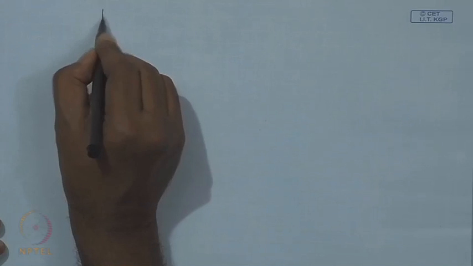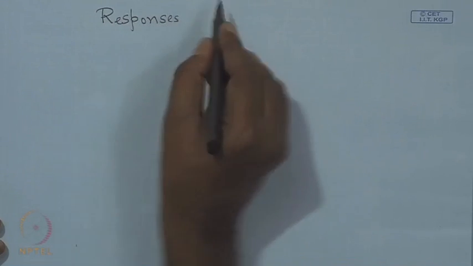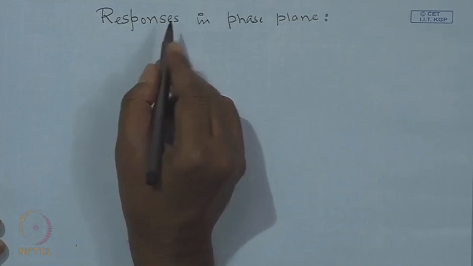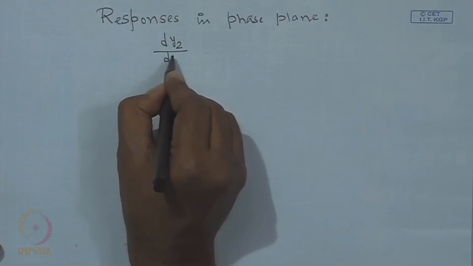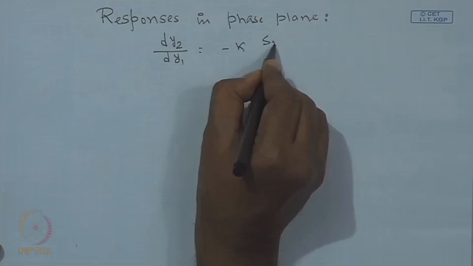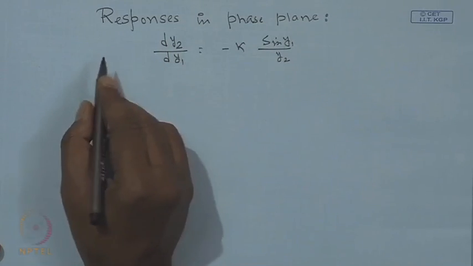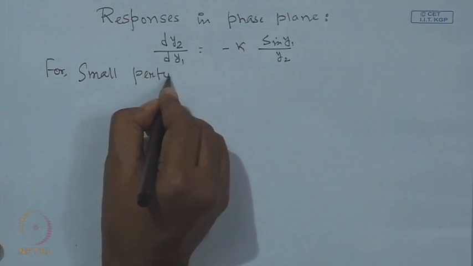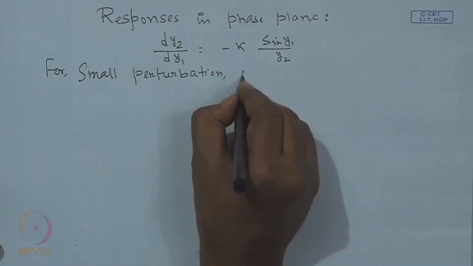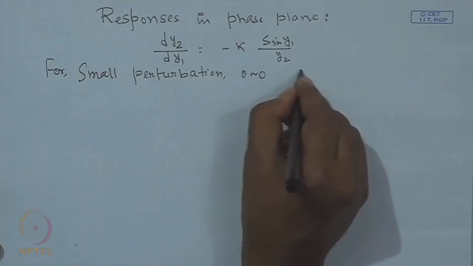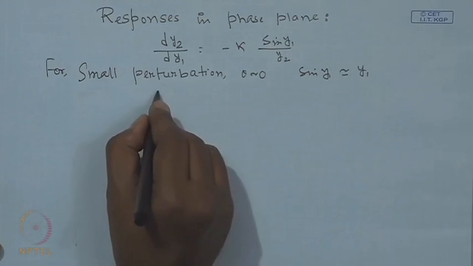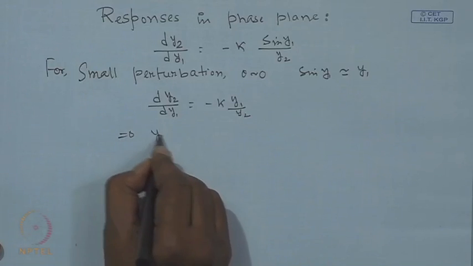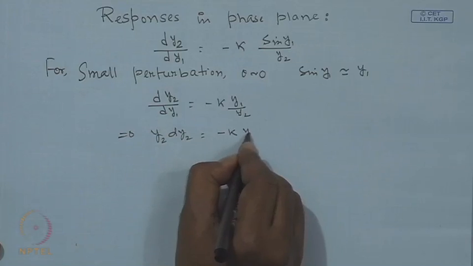Now we can look into the responses in the phase plane. We divide the governing equations, one by the other. So, dy2 by dy1 is nothing but minus k sin y1 divided by y2. For small perturbation, that means if theta is small, the angular amplitude is small, then sin y1 can be approximated by y1. So, we will have dy2 by dy1 equal to minus k y1 by y2. So, y2 dy2 is equal to minus k y1 dy1.